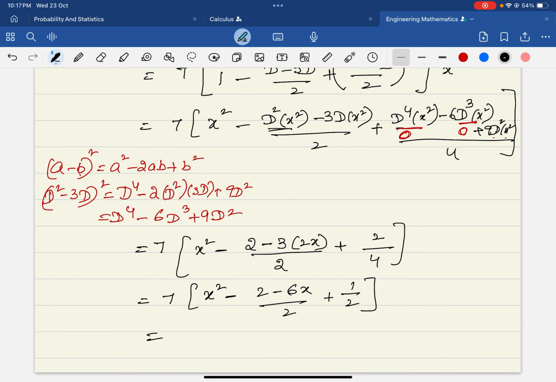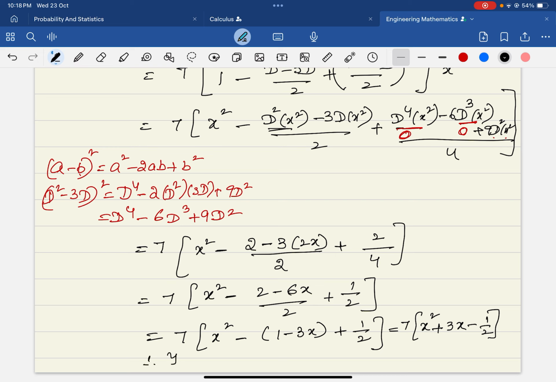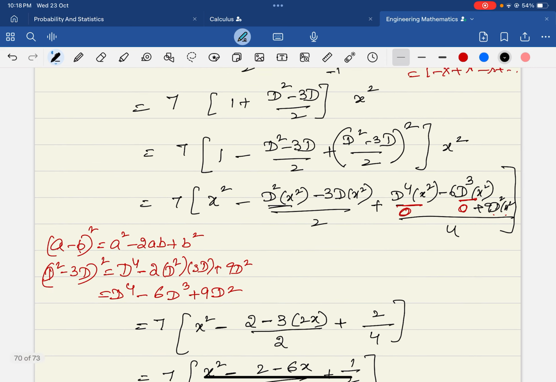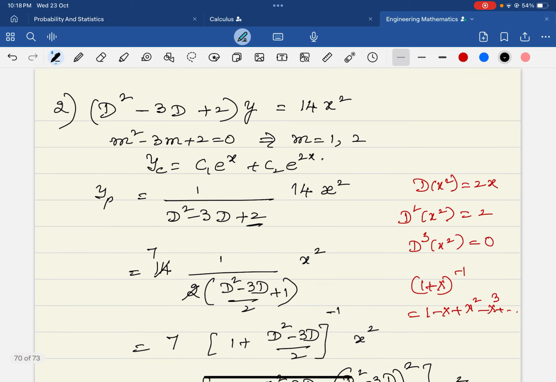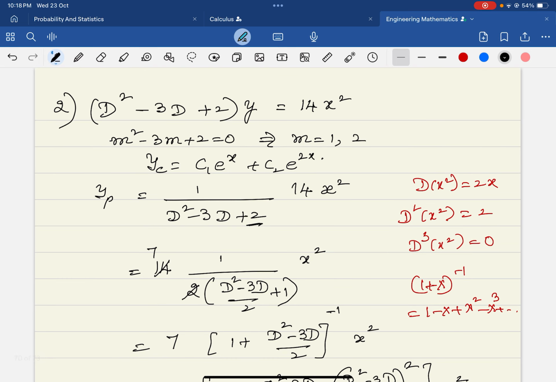So you can write this as 7 times of x square minus of (1 minus 3x), the 2 gets cancelled, correct? Plus 1 by 2. So you can rewrite this as 7 times of x square minus of minus plus 3x, then minus 1 plus 1 by 2 is minus 1 by 2. This is the particular integral. Write down the general solution as yc plus yp. That's it. This is form 3 of finding out the particular integral for the given non-homogeneous differential equation. I hope you could understand this.